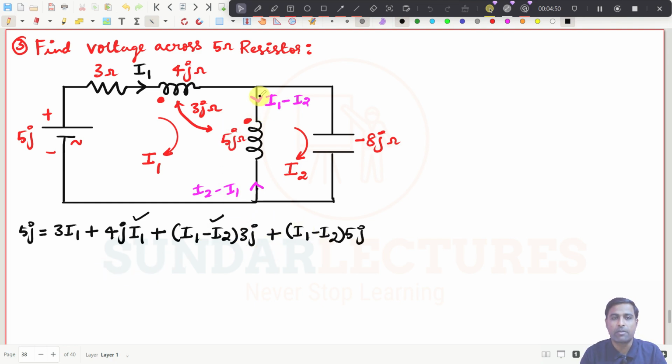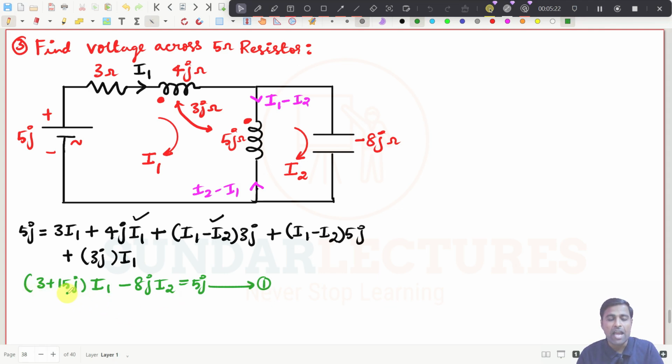Now I have to see the mutual induced EMF. This current is entering through the dot. This current is also entering through the dot. What do I have to put here? Plus. And what is the other coil's current and the mutual reactance? That is 3j multiplied by I1. So I have written everything. This one is self-induced EMF, this one is mutual induced EMF. If I simplify this, I am getting 3 plus 15j into I1 minus 8j into I2 is equal to 5j. Simple. You don't need to panic very much, because you simplify this and you will get this expression.